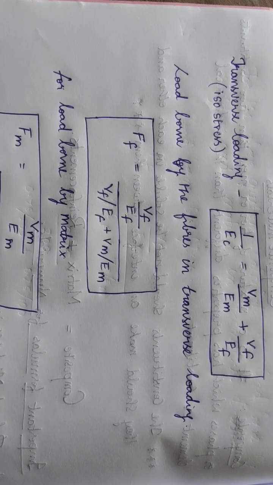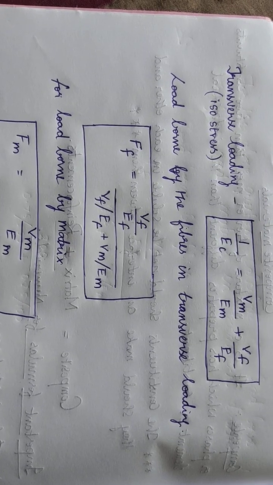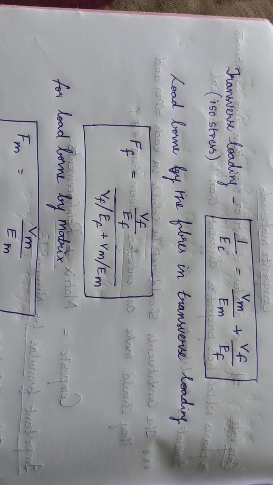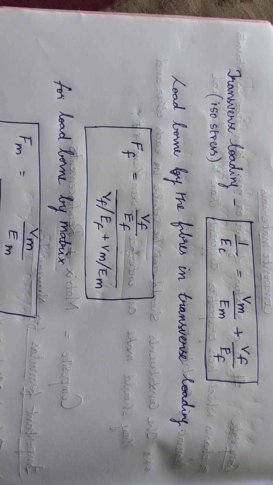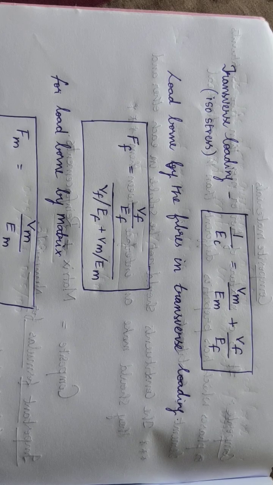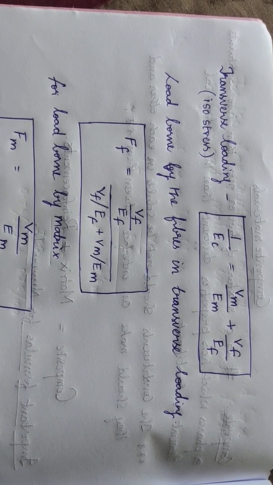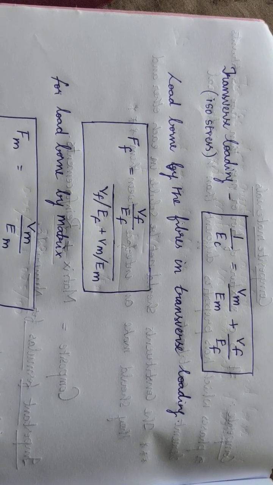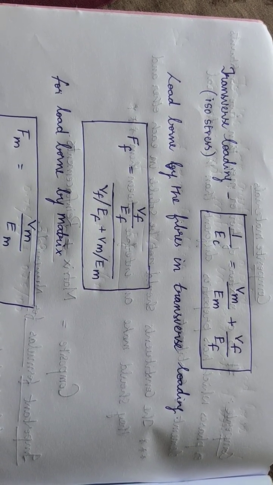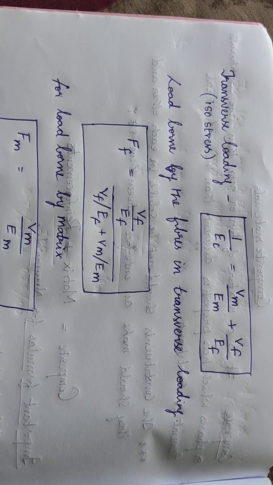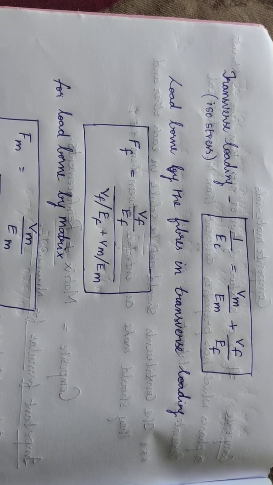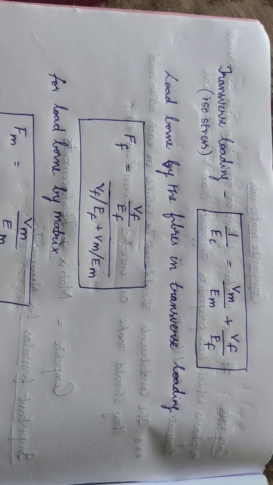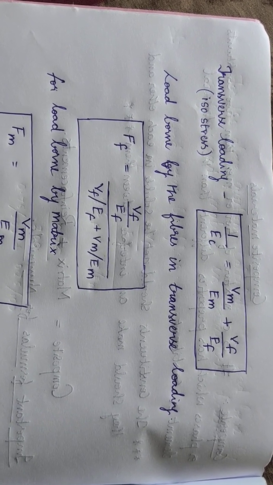Now consider transverse loading, also known as isostress condition. Before, we considered longitudinal loading, that is the isostrain condition, where the strains are equal. Here the stresses are equal. So the load is given in the perpendicular direction. The formula is 1 by Ec, where Ec is the elastic modulus of the composite, equals Vm by Em plus Vf by Ef.